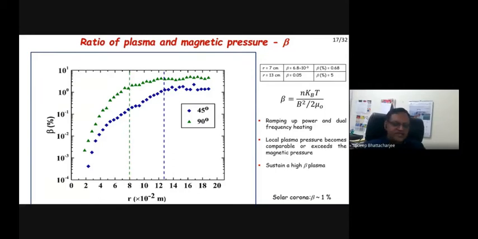We also have additional microwave heating at another frequency, and then also you can increase the density. The magnetic field can be lowered a little bit, and that way one can control these N and B and temperature to some extent, and we have found that we can actually even achieve beta greater than 1. So that means the local plasma pressure will be higher than the magnetic pressure. This will be a very unique confinement to study. For solar corona, beta is about 1%, just to give you some idea.